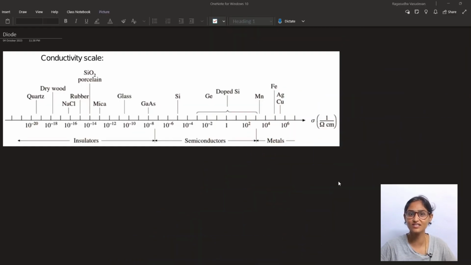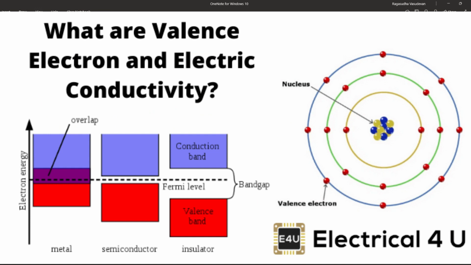The semiconductor materials have a conductivity between the conductors and the insulators. The conductors have very high conductivity ranges, more than 10 power 2. These are typically the metals, which have free electrons in their valence shell. By application of a little amount of energy, these electrons can move from the valence band to the conduction band.